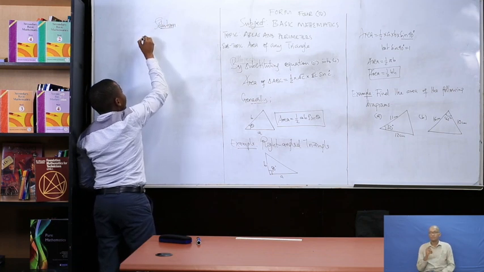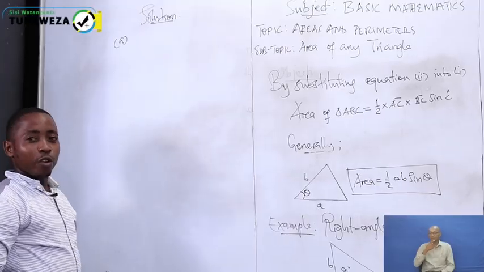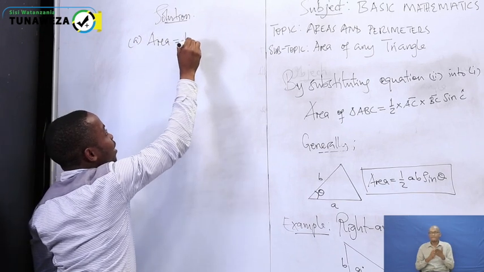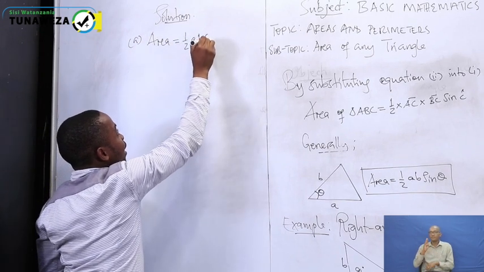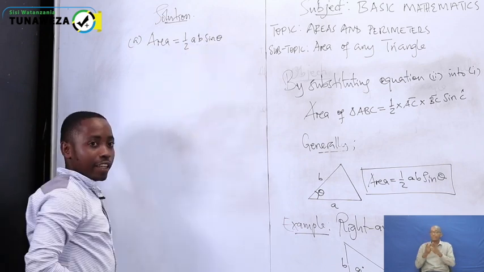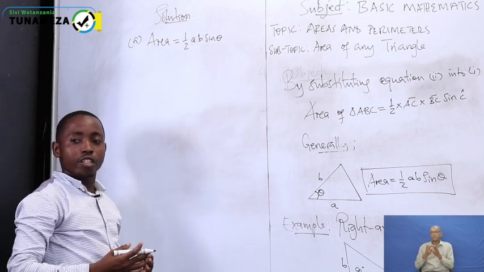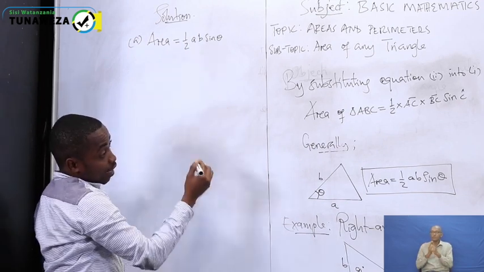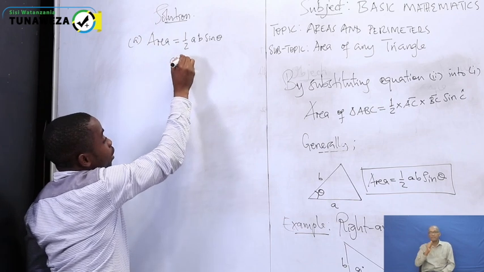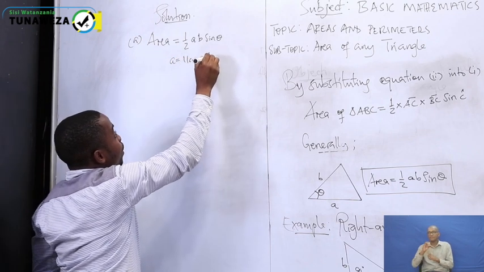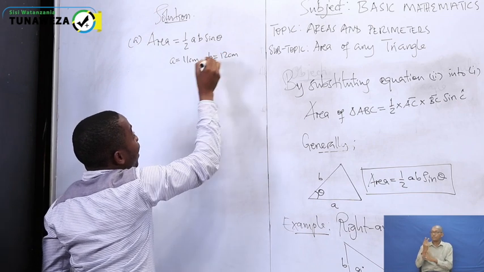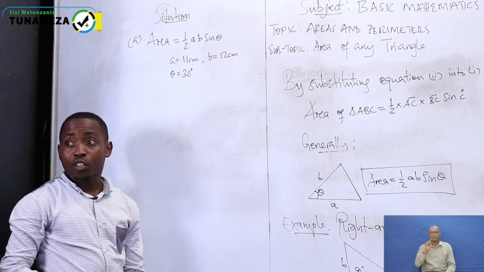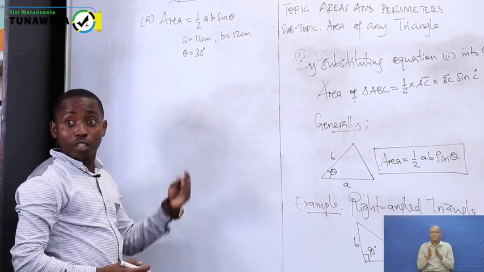For diagram A, we know that the area is obtained by taking a half times A times B times the sine of the angle between the two sides A and B. For this case, if we observe our diagram, we find that the A value is 11 centimeters, the B value is 12 centimeters, and the angle between them is 30 degrees. So it's just a matter of substituting in our formula.